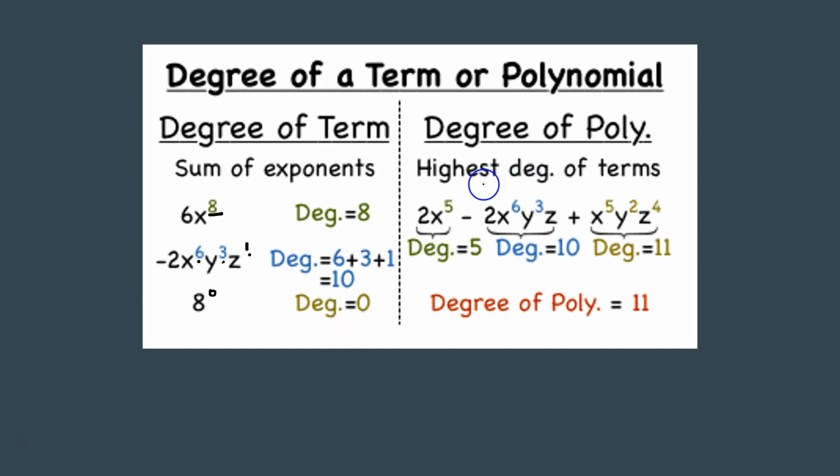So let's go over the degree of polynomials. You want to go from the highest degree of terms. So in this case, it's 5. And then we have 6, 3, and 1, which is 10. 5, 2, and 4, which is 11. But notice we only want the highest one, so we're going to go with a degree of 11, which is our degree of the polynomial.